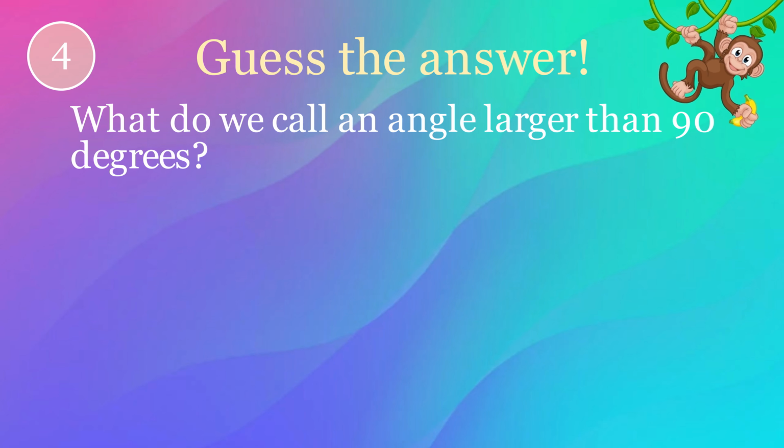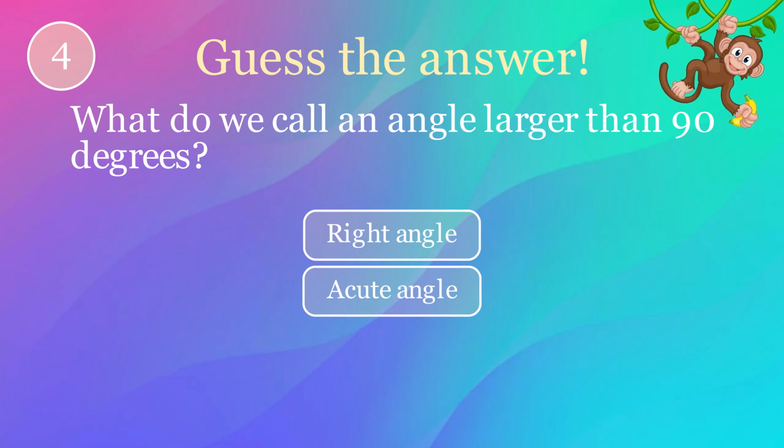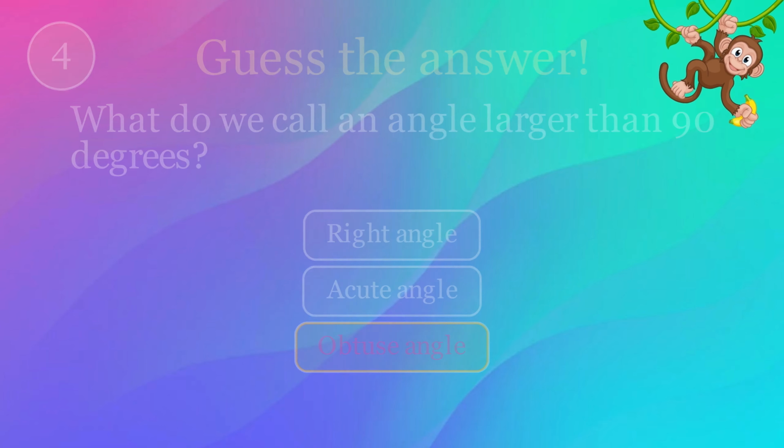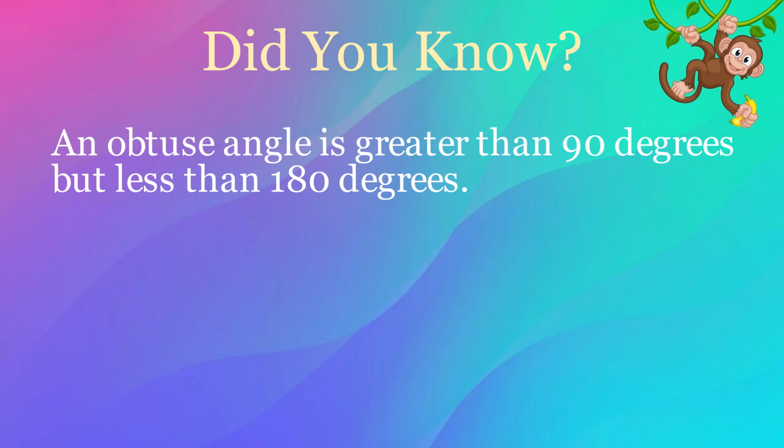What do we call an angle larger than 90 degrees? Right angle. Acute angle. Obtuse angle. The correct answer is obtuse angle. Here's an interesting fact: an obtuse angle is greater than 90 degrees but less than 180 degrees.